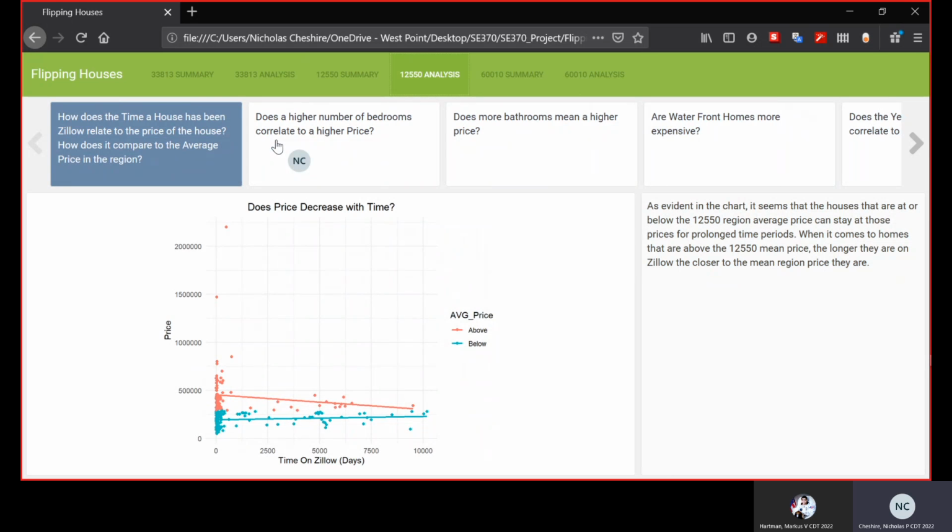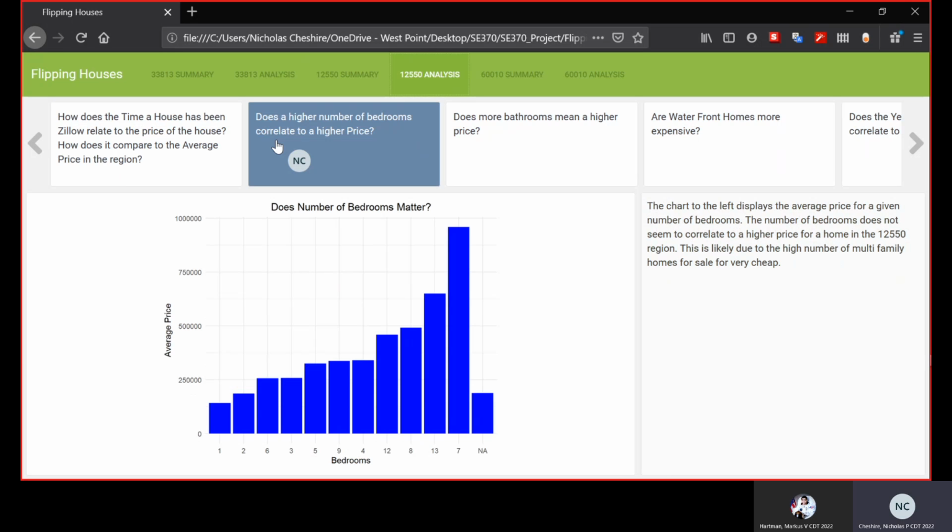So the longer a home is on Zillow, if it's above the price, it will decrease. If it's below the price, it will remain generally the same. Worth noting here is that the number of bedrooms does not matter.